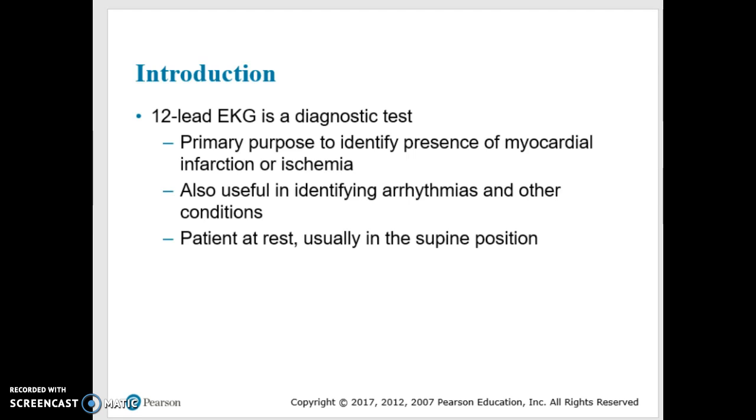And remember, a myocardial infarction is actually a heart attack, and ischemia is the tissue death that occurs with a heart attack. So ischemia is the tissue is dying due to a loss of oxygen. The 12-lead EKG is also useful in identifying arrhythmias and other conditions such as electrolyte imbalances and drug toxicities. And also you want to make sure that when we're performing the 12-lead EKG, that we put the patient in supine position. And remember, supine position is when the patient is laying flat on their back.